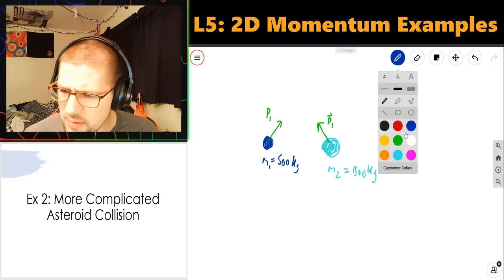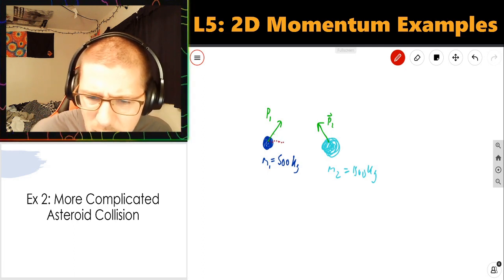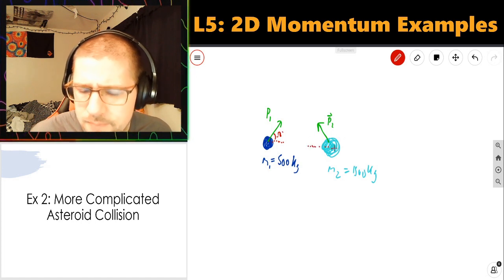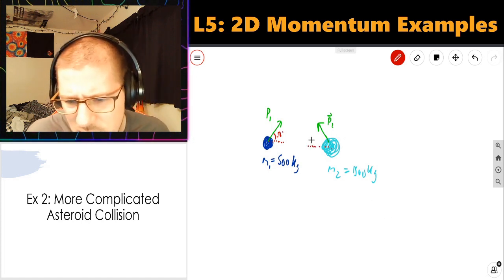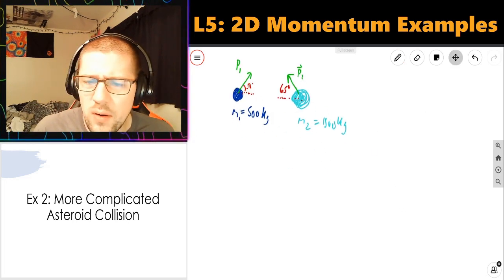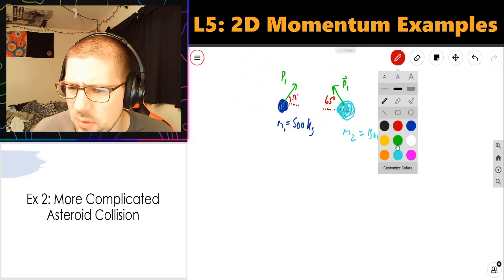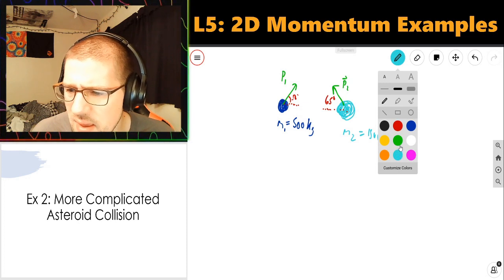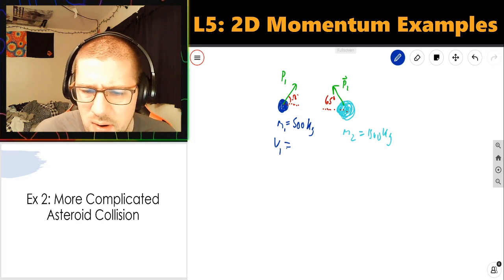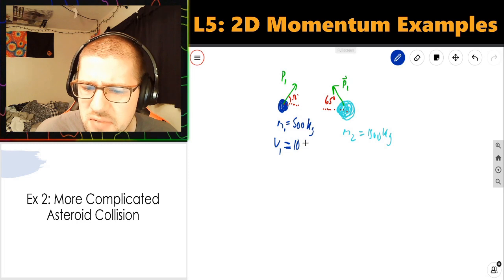Okay, so let's also define some angles. We'll say this angle here, I'm going to call 50 degrees. And I'm going to call this angle here 65 degrees. Okay, so we've got our problem set up. We need one more thing, so I need initial velocity. Let's say that the speed of the first mass is, I don't know, 10 meters per second.